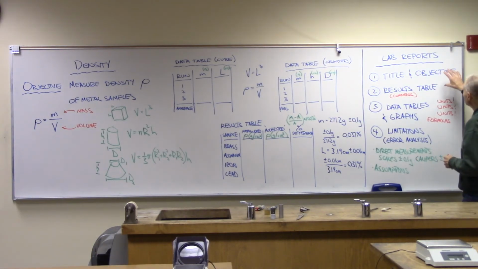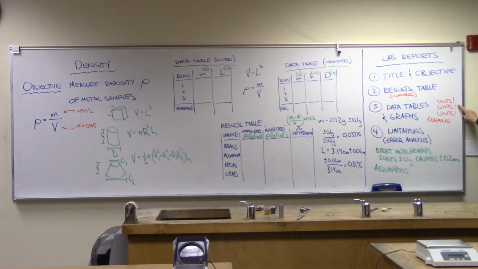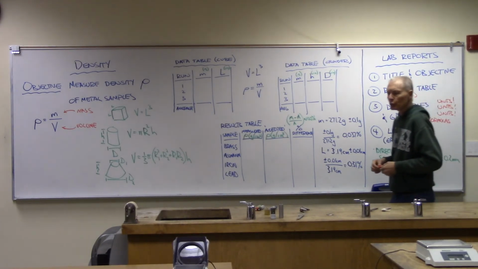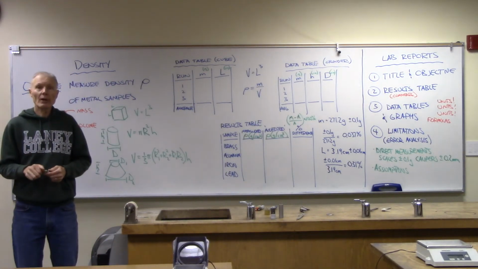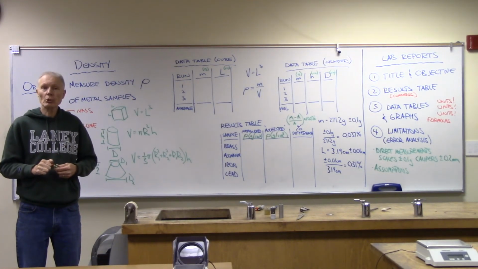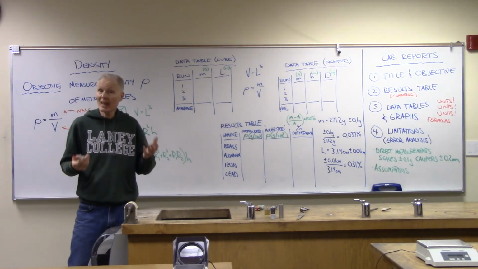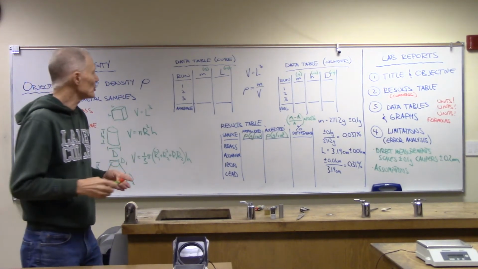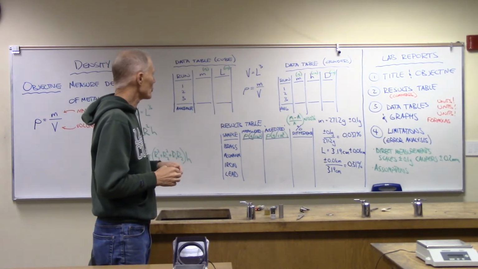So title and objective, results table, data tables. Now I make a big deal about units because units are really important. And then formulas. So any formulas that you've used in any of the calculations, those should appear in the report. So you should have the formulas. You don't have to show all the calculations. If you want to show a sample calculation, that's fine. If you want to show all the calculations, you could do that too. But in any case, make sure that the formulas are included.